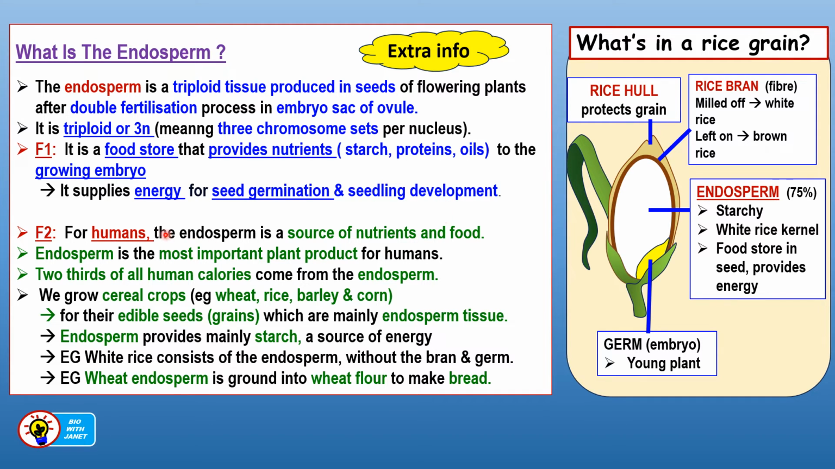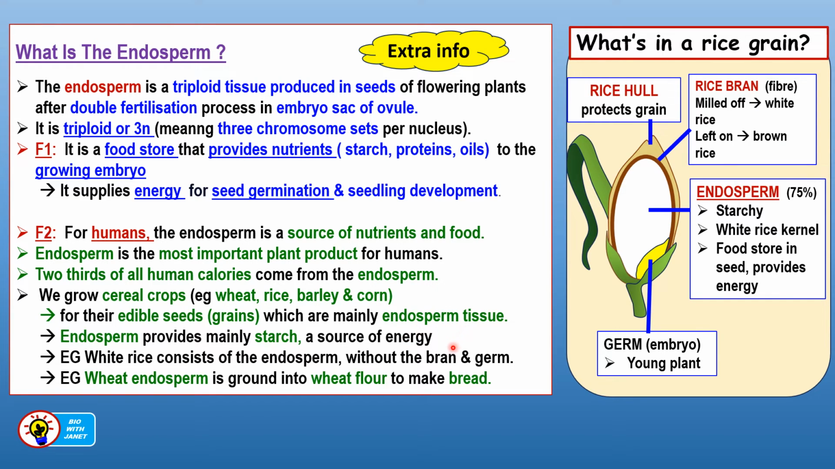Now, as for its importance to humans, the endosperm is a source of nutrients and food to humans. The endosperm is the most important plant product for humans, and 2/3 of all human calories come from the endosperm. So we depend on the endosperm to provide us with energy through cellular respiration. That's why we grow cereal crops such as wheat, rice, barley, and corn, to get the edible seeds or grains, which is mainly endosperm tissue.